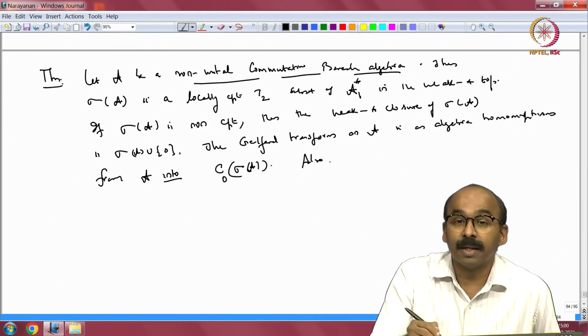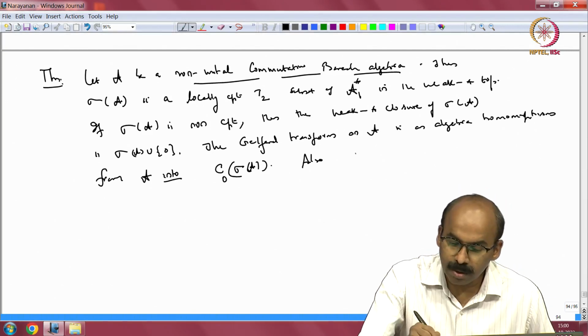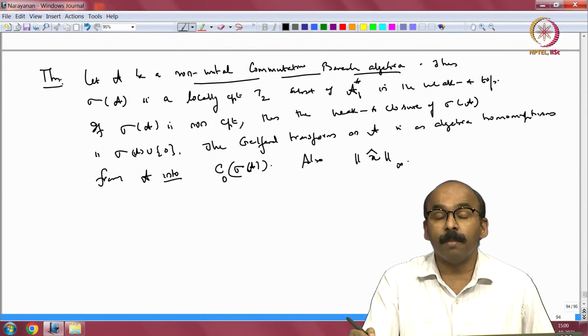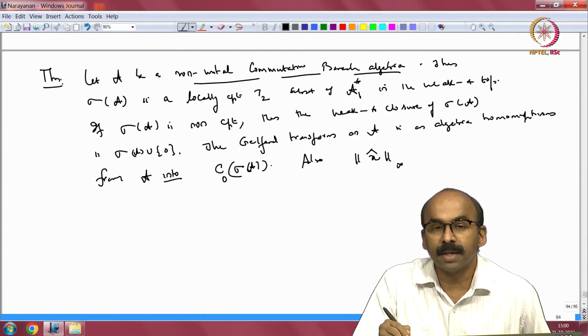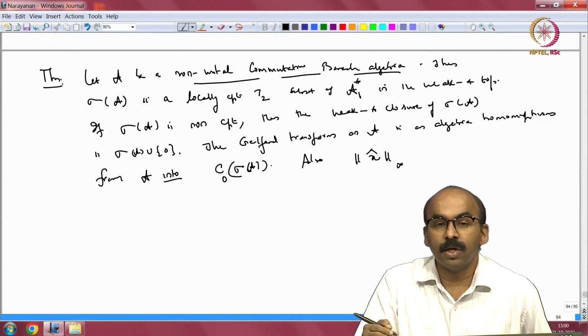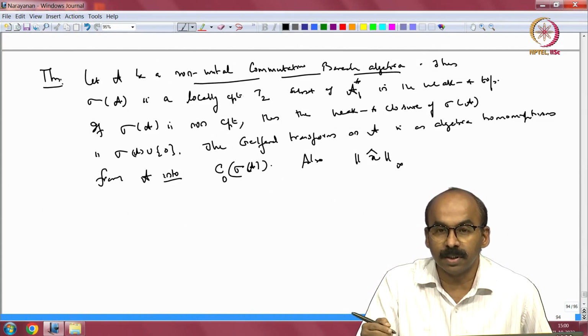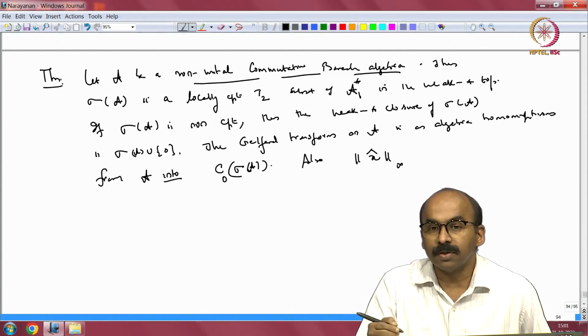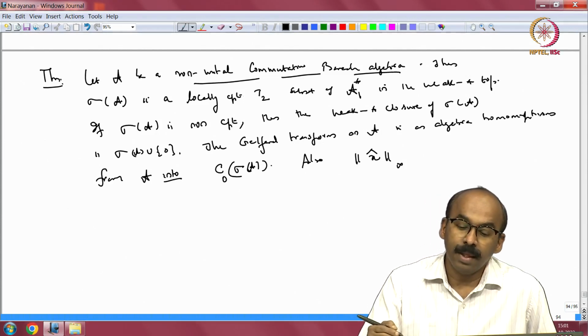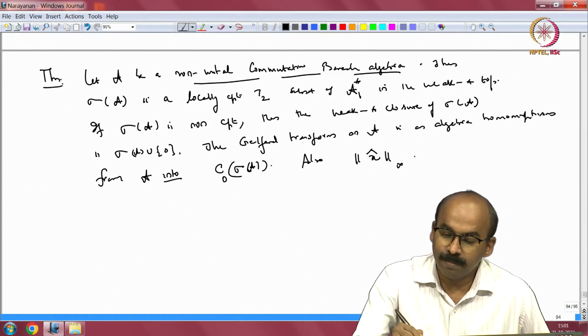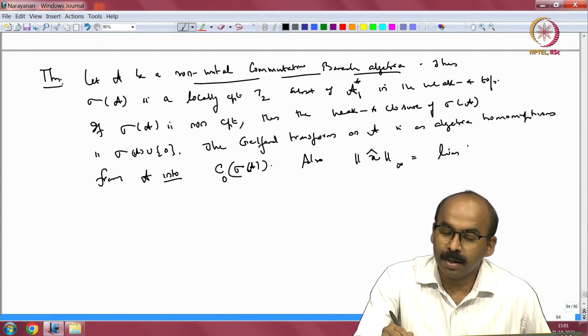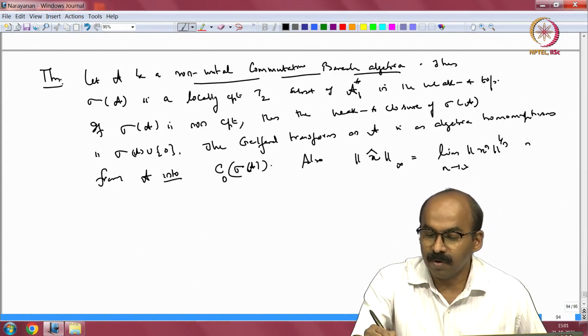So, we have the spectral radius formula. If I look at the L infinity norm, that is the supremum norm of x hat, remember, x hat is an element of C0 of sigma A, right. It is a continuous function on this locally compact Hausdorff space sigma A. The supremum norm of that is the limit of norm x to the n to the 1 by n, as n goes to infinity, okay, for x in A.